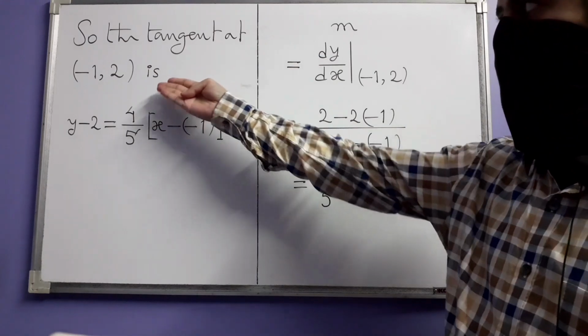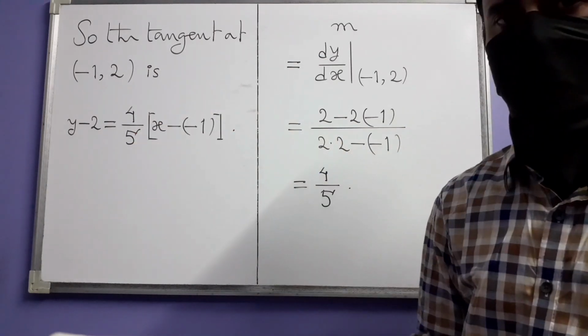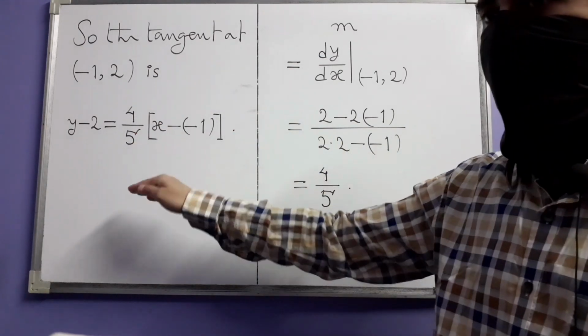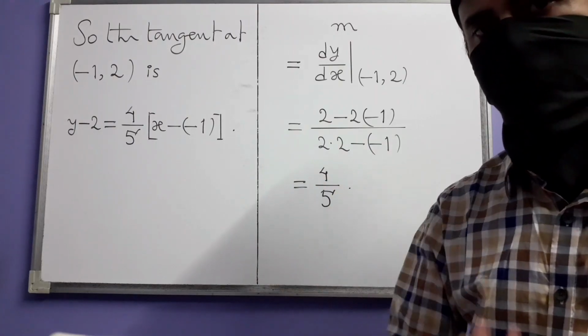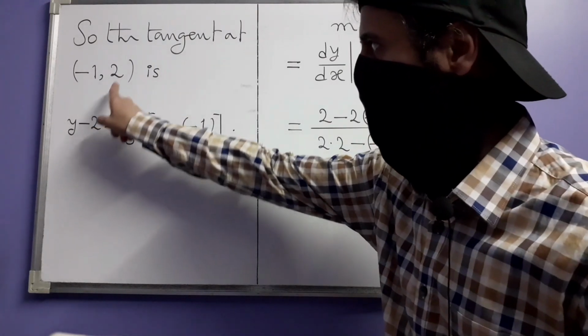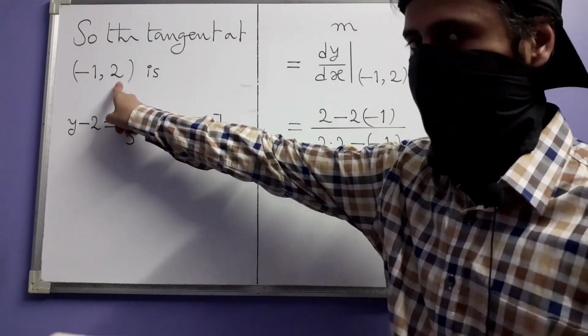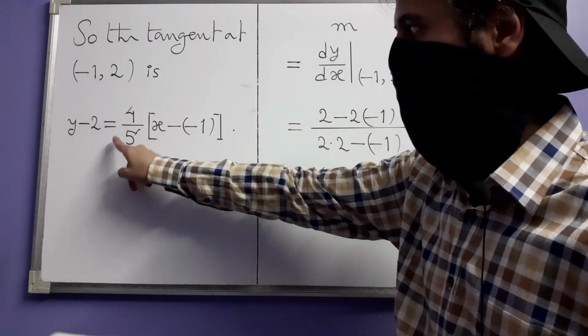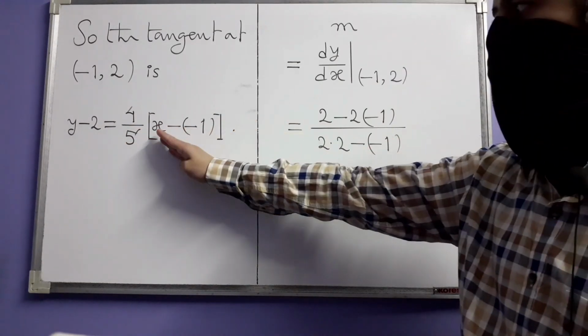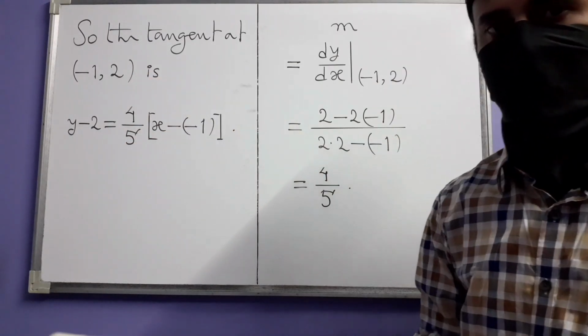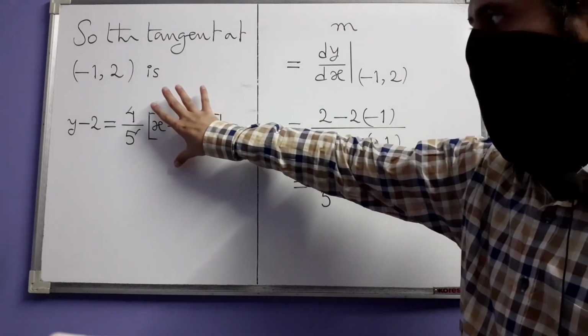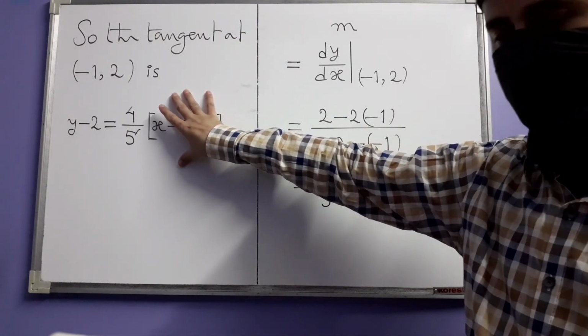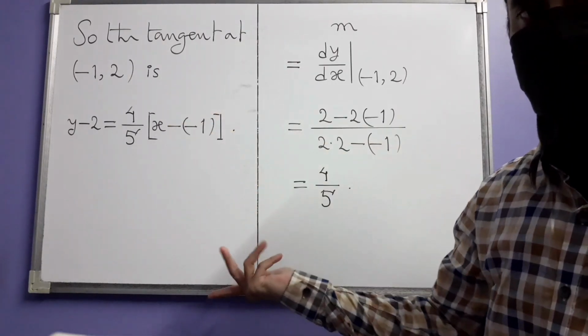So the tangent at that point is this, where you are looking at the point slope form of the equation of the tangent. y minus the y coordinate of that point through which it passes equals the slope times x minus the x coordinate. I am leaving the task of simplifying this equation to you. You can just do that.